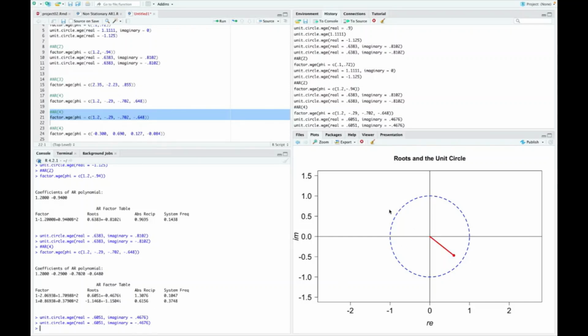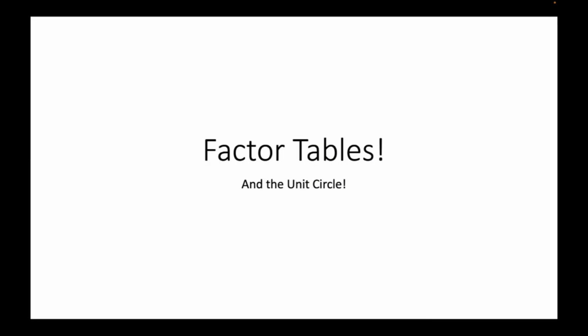But if that root does happen, we'll see a lot of instances where that root's on the unit circle, where it's exactly 1 away from the origin, and that oftentimes has useful non-stationary behavior. But that's just a quick look at the unit circle and how it works with the factor tables.